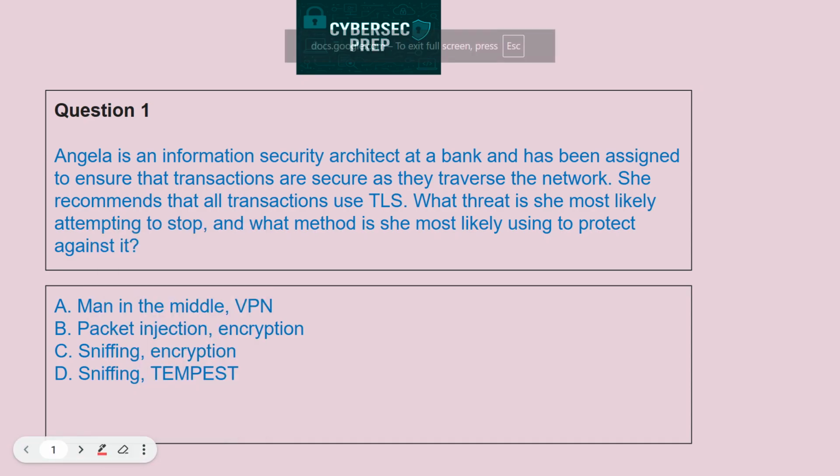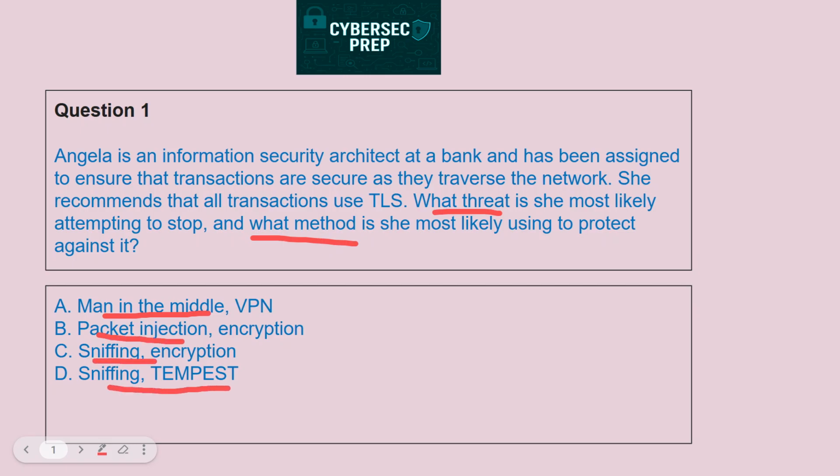Alright, question number 1. Angela is an information security architect at a bank and has been assigned to ensure that transactions are secure as they traverse the network. She recommends that all transactions use TLS. What threat is she most likely attempting to stop, and what method is she most likely using to protect against it? Options on your screen: man in the middle, packet injection, sniffing, and again sniffing with tempest.